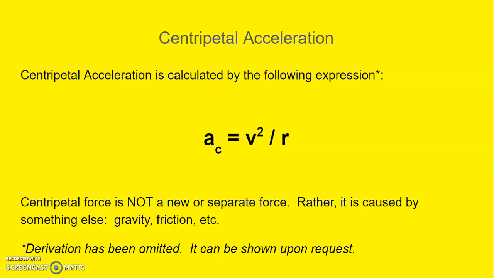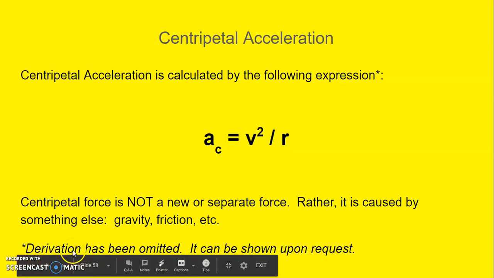In other words, wherever we see acceleration for something that's moving in a curved orbit, in a circular path, for example, and we're going to look mostly at circular paths, whenever we see that, we can substitute for the acceleration as v squared over r.